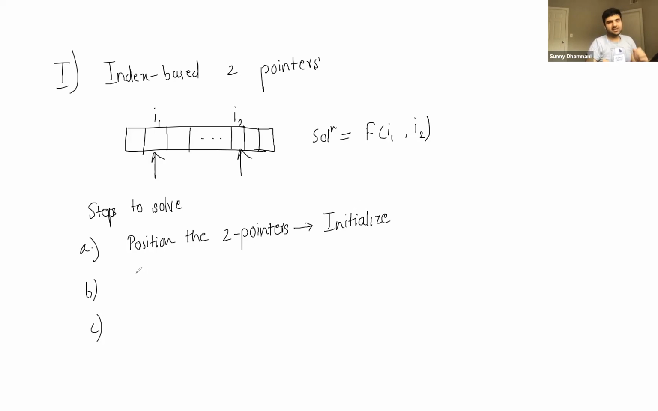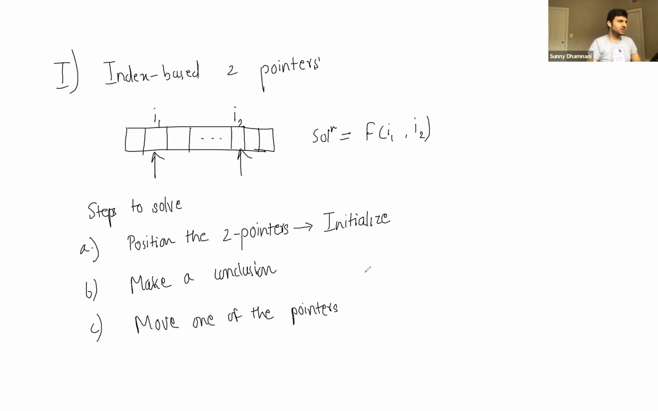And once you initialize the position of two pointers at certain locations, what you would do is analyze that situation and make a conclusion. And finally, once you make a conclusion, you will decide which pointer to move, and you will move one of the pointers. Okay, so those are the three steps.